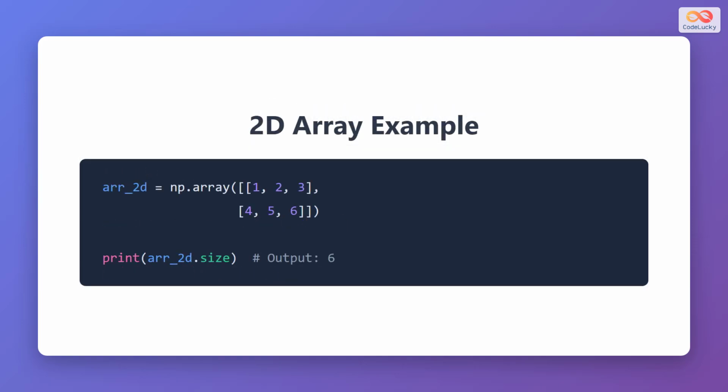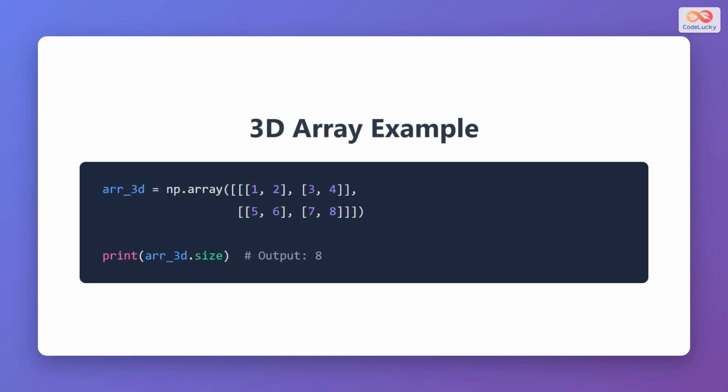Now let's look at a two-dimensional array. We create arr_2D with 2 rows and 3 columns. The first row contains 1, 2, 3, and the second row contains 4, 5, 6. When we print arr_2D.size, it returns 6. This is because 2 rows multiplied by 3 columns equals 6 total elements.